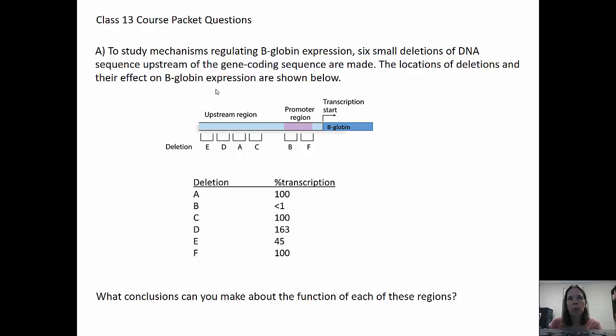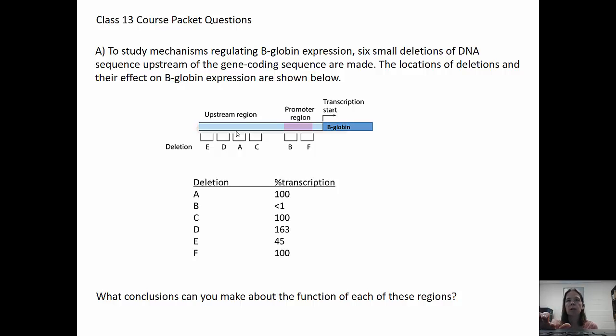So in this experiment, what they did was delete one region of the upstream region or of the promoter, and then look to see how transcription was affected. So in a normal cell and under normal conditions, the transcription rate would be 100%. And so then when they did a deletion, they would look to see if it was greater than or less than that 100%. So if we look at mutation A, which is located here in the upstream region, when this region is deleted, transcription is still 100%. So the conclusion that we might make about that region of the genome is that it is not involved in transcription of this beta globin gene.